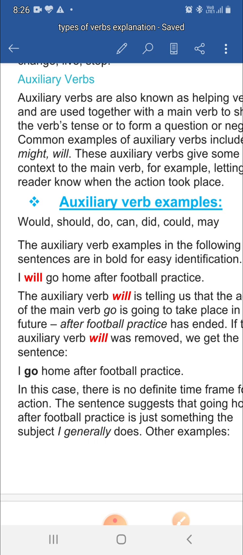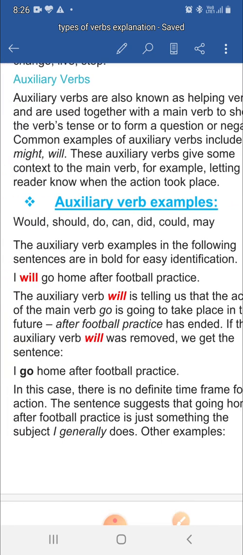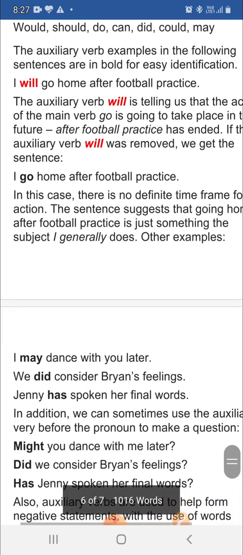The auxiliary verb will is telling us that the action of the main verb go is going to take place in the future. That is after the football match has ended or practice has ended. So if the auxiliary verb will was removed, then we get the sentence I go home after football practice. Now we do not know when he will go. So there is not a definite time frame for the action. So here it helps. So this is an example of an auxiliary verb.